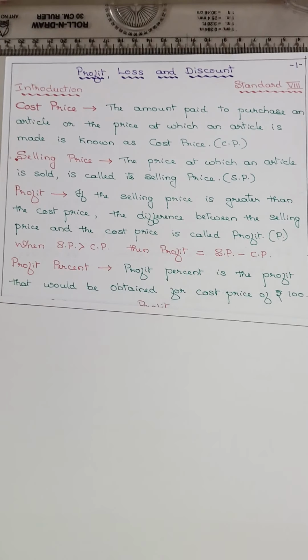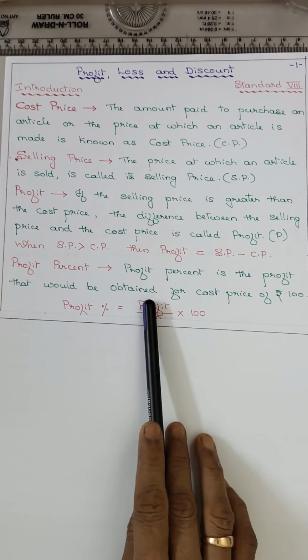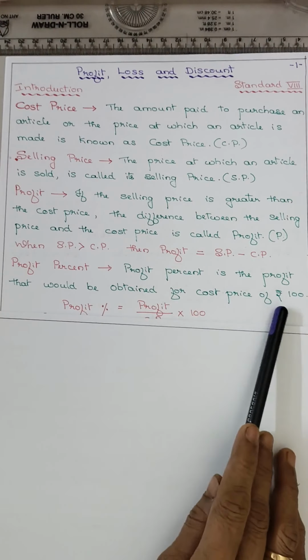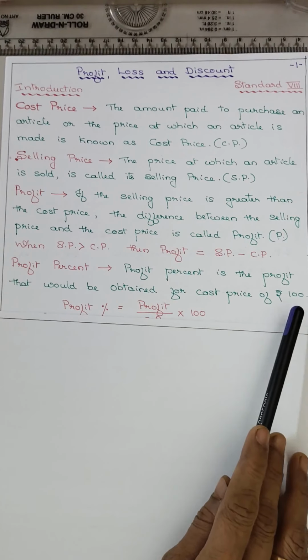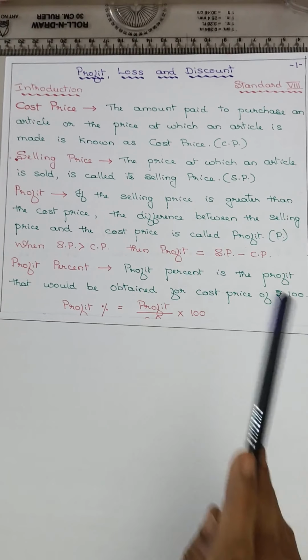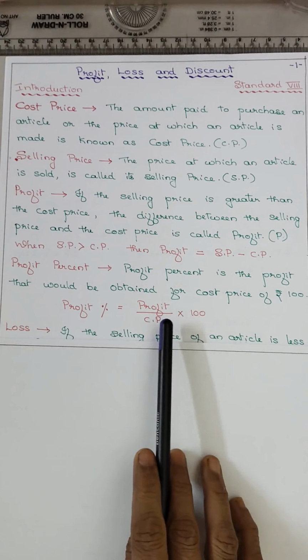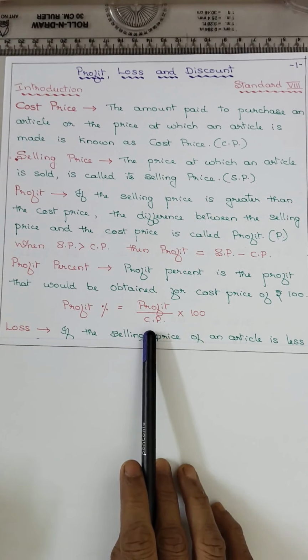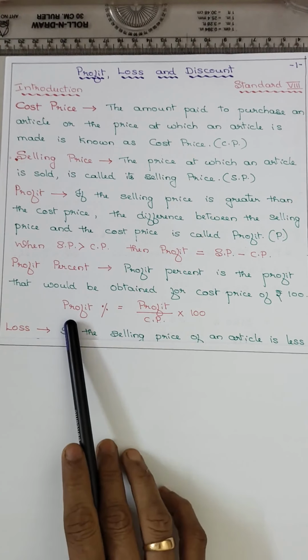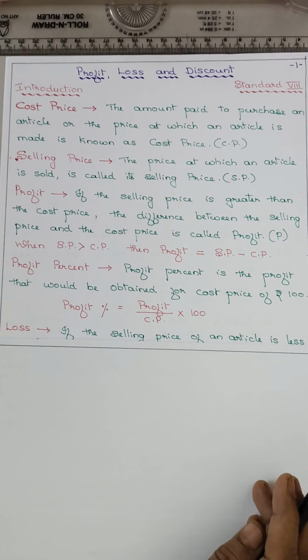नाउ कमिंग टू द प्रॉफिट परसेंट. प्रॉफिट परसेंट इज द प्रॉफिट दैट वुड बी ऑब्टेन्ड फॉर द कॉस्ट प्राइस ऑफ ₹100. सो फॉर एवरी 100 rupees of cost price, how much profit he will make for the given cost price. So profit percent is equal to profit upon CP into 100.